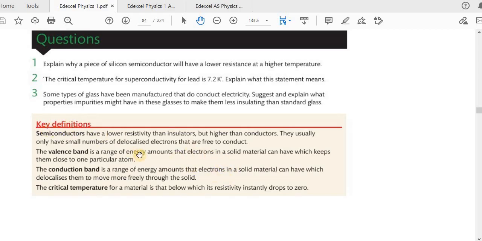The valence band is a range of energy amounts. So you can see the definitions are given here in the exam. If they ask you what is the valence band, what is the conduction band, what is critical temperature or define critical temperature, you can write this. What is a semiconductor, you can write this. The valence band is a range of energy amounts that the electrons in a solid material can have, which keeps them close to one particular atom.